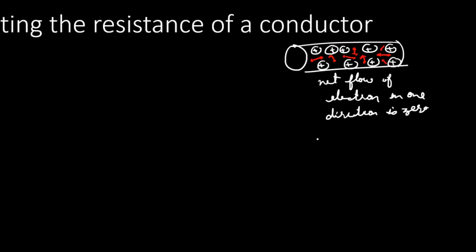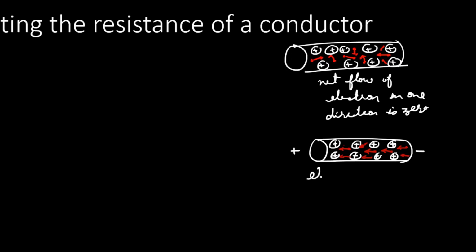Now, if I take the same wire, and I make one end positive, one end negative, then what will happen? The electrons will all start moving in a particular direction, that is toward the positive, and that is called current. So there will be electrons flowing in one direction. So this is called electric current.